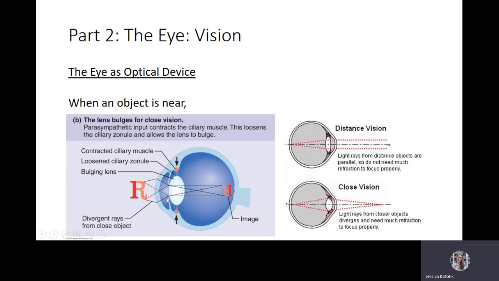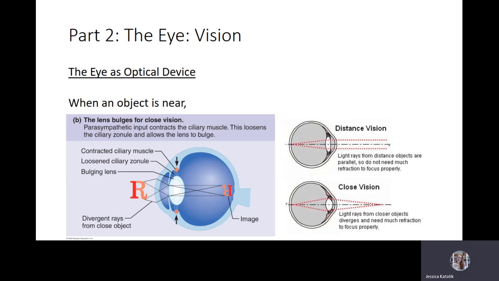So the lens has to accommodate that angle of light, and it will have to bend the light more significantly to be able to cause the image to hit the retina properly. So to increase the bend of the light, or the refraction of the light, the lens will have to bulge. So it will become more convex.